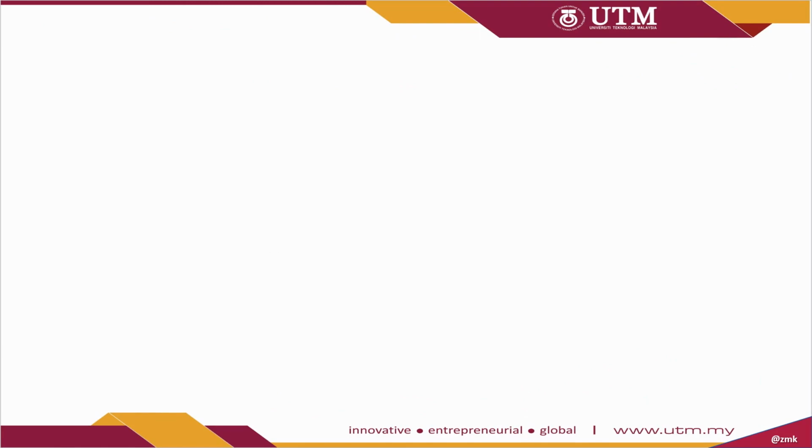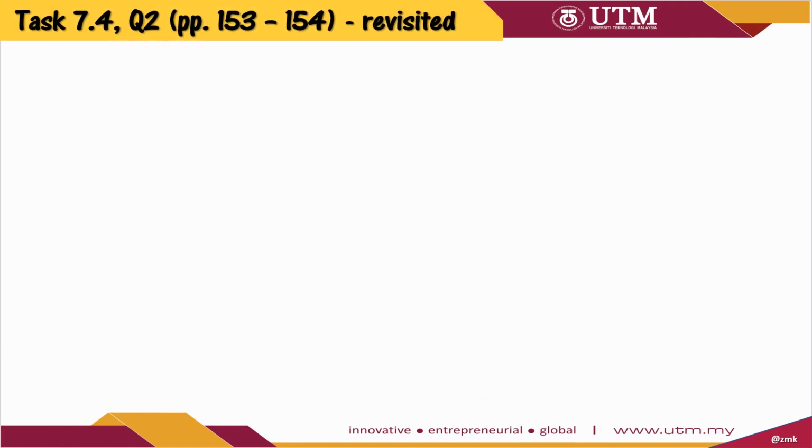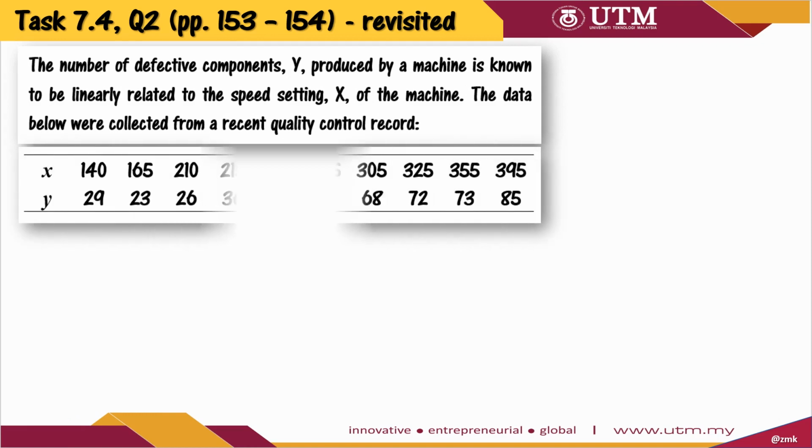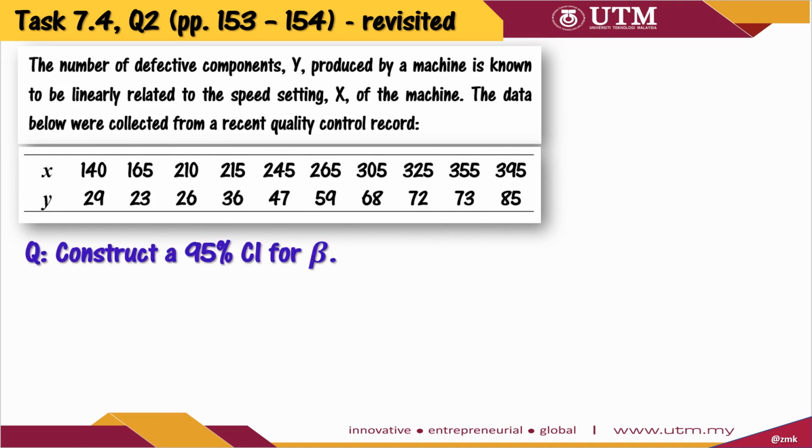Please refer again to task 7.4 question 2 from the Statistics for Engineers textbook on pages 153 and 154, which is on the relationship between the number of defective components produced by a machine and the speed of the machine. The sample data were given as follows. The question addressed in this slide is to construct a 95% confidence interval for the slope parameter beta.